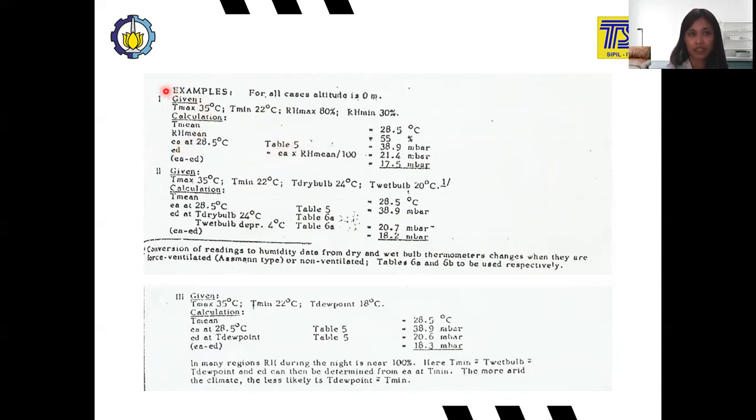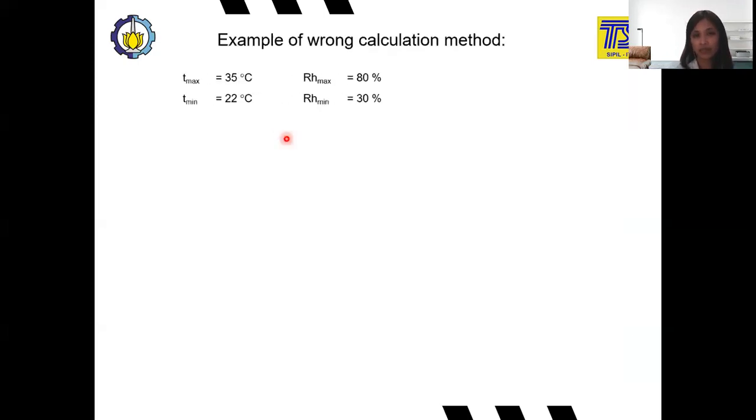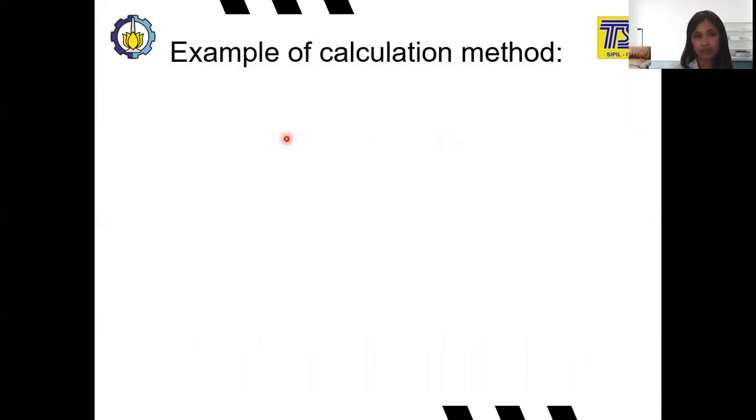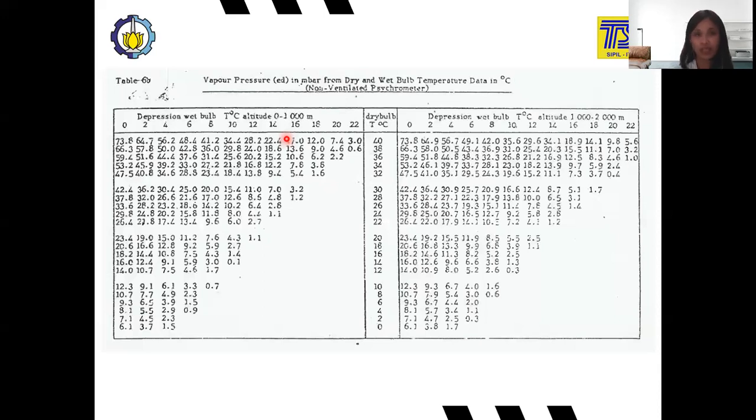So here for the first method, we have the maximum temperature, minimum temperature, and the relative humidity maximum and minimum. And then we average them, become the mean temperature and then mean relative humidity. And after that, we look for the saturated vapor pressure of this mean temperature in table 5. So here we have table 5.